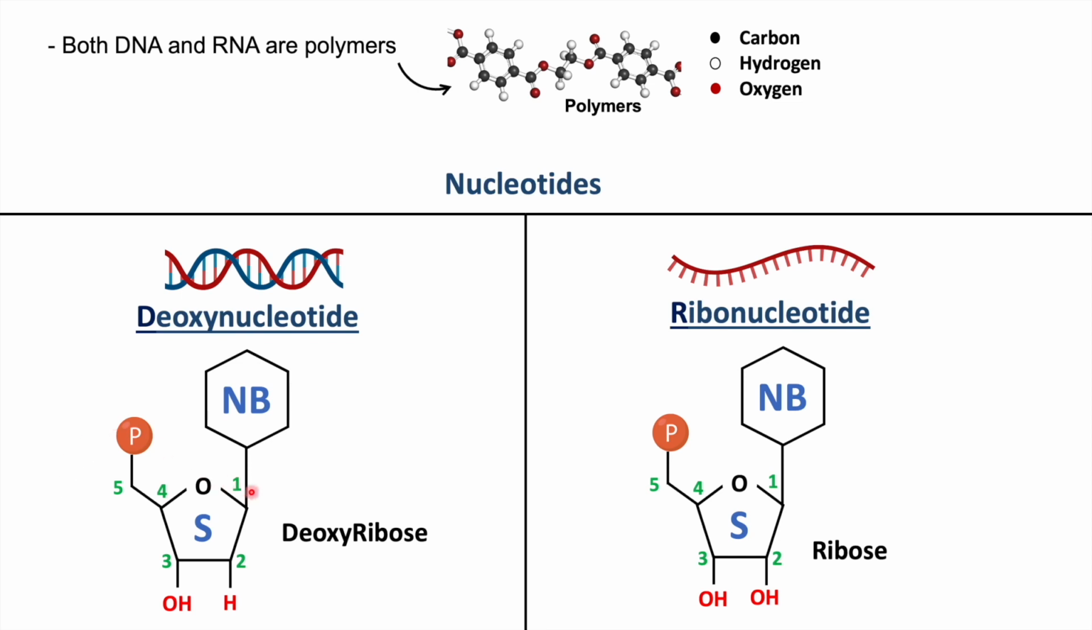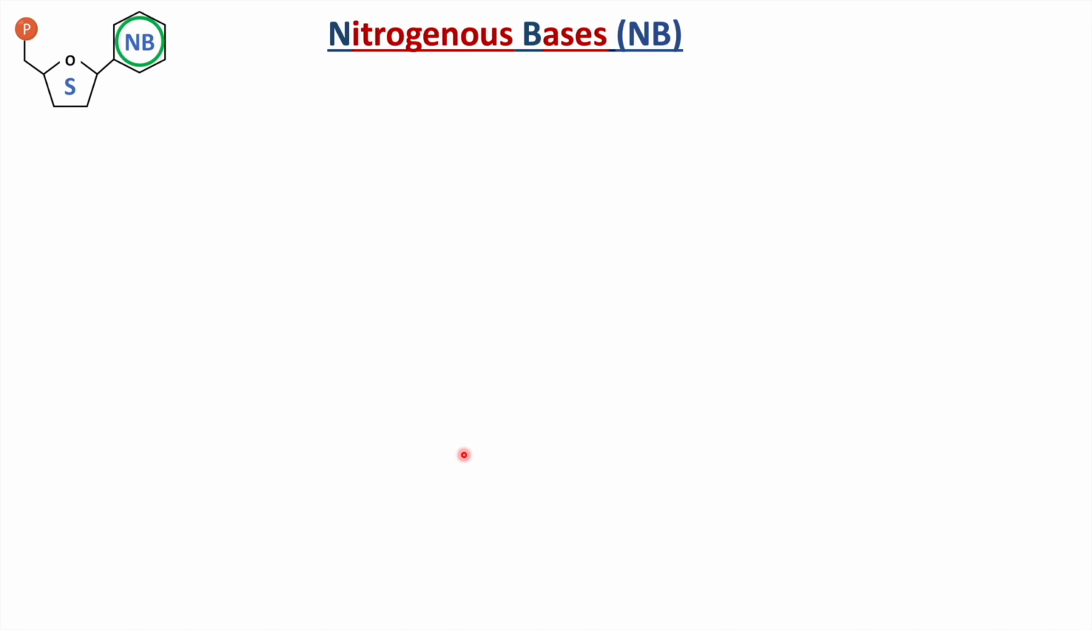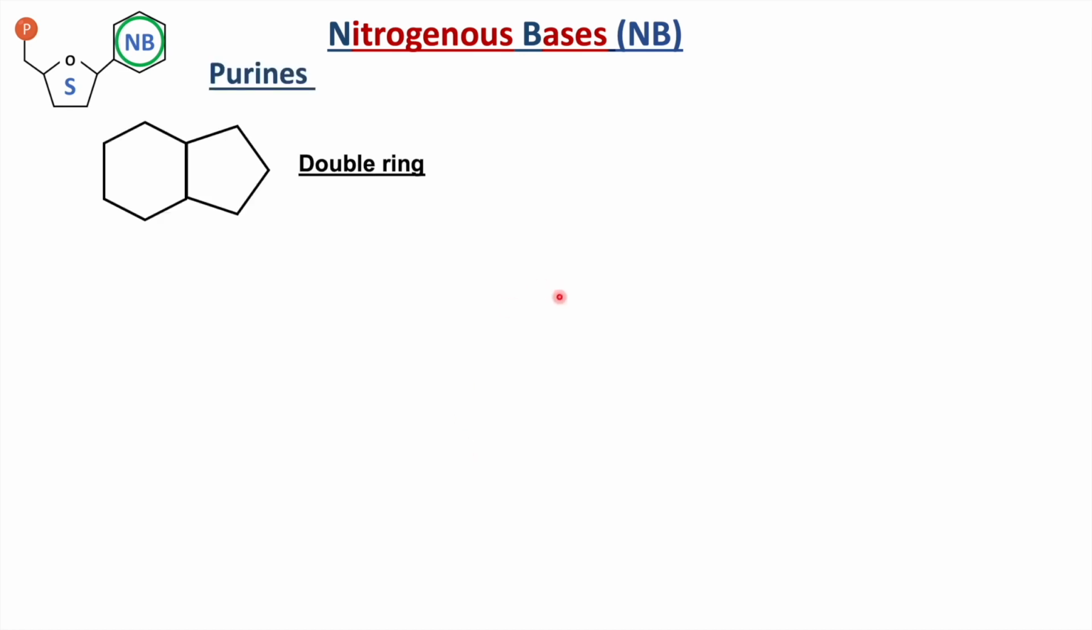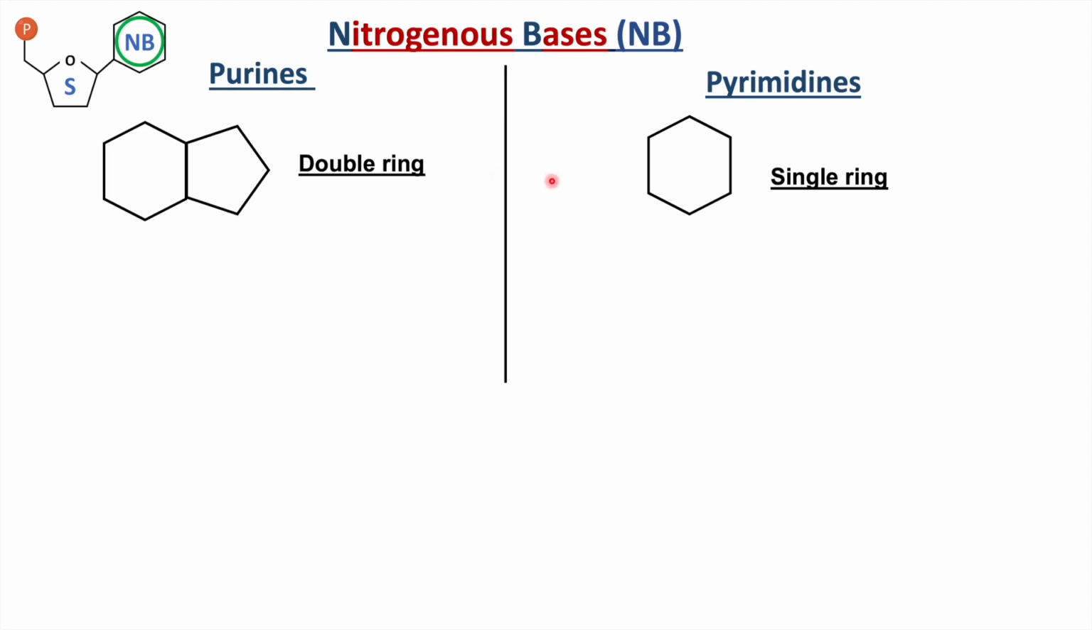So now let's look in more detail at the nitrogenous bases. There are basically two types of nitrogenous bases. One is called purines, which have a double ring: one is a 6-carbon ring and another is a 5-carbon ring. The second is called pyrimidines, which have only a 6-carbon ring, so it is a single ring.